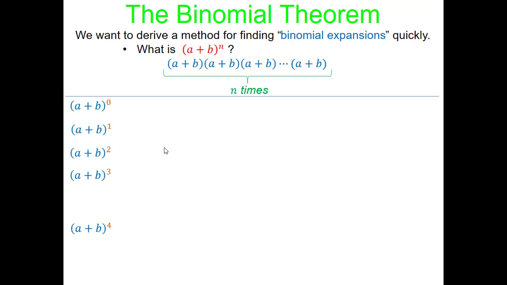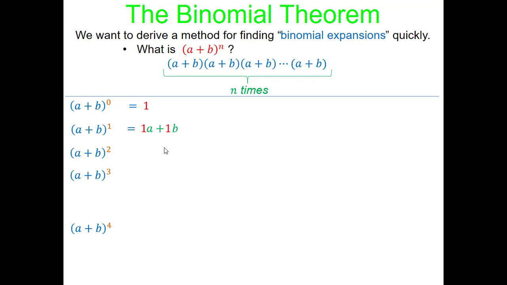Notice that anything to the power of 0 is always equal to 1. So the 0 power is a pretty simple process. A plus b to the power of 1, well, anything to the power of 1 is itself. So that's just a plus b. But I'm going to go ahead and put 1s in front of the a and the b to indicate that those coefficients are in fact 1.